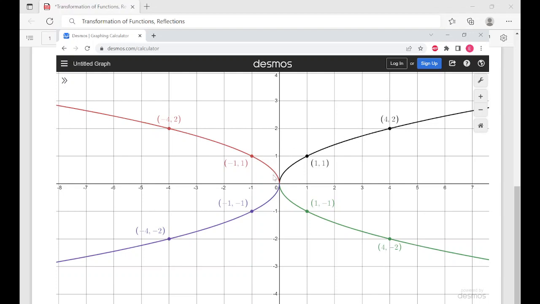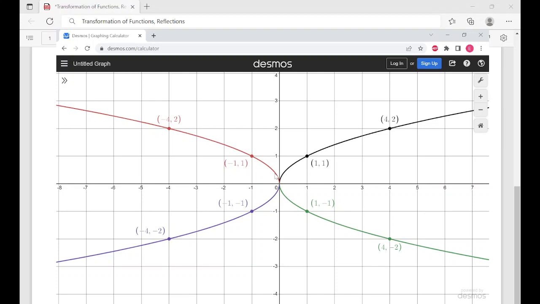Now, again, we have it in red, and that is reflected about the y-axis. When we reflect about the y-axis, all the x values just change sign. So if it's positive, it changes to negative. The y values don't change. The green one is reflected about the x-axis. So here, the same numbers are there, but the y values change from positive to negative, positive to negative.